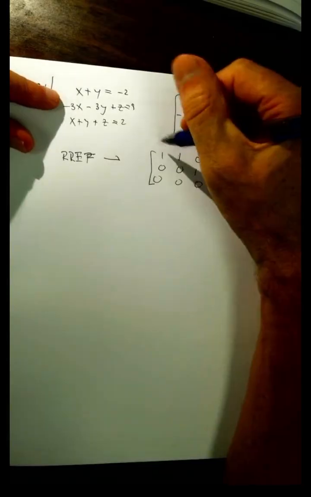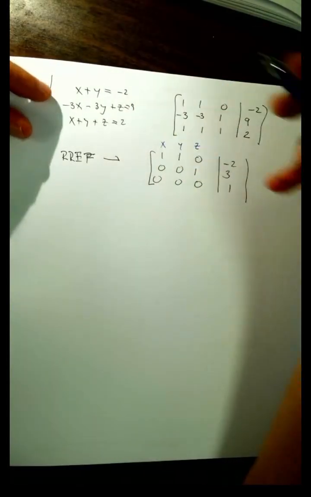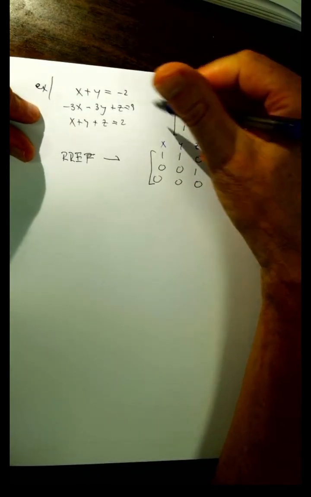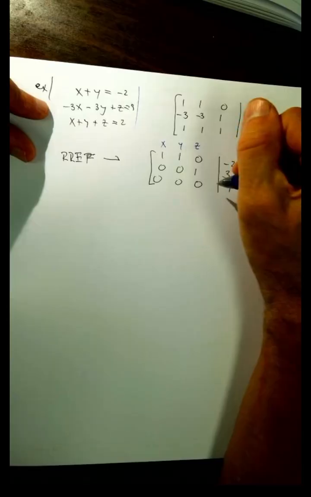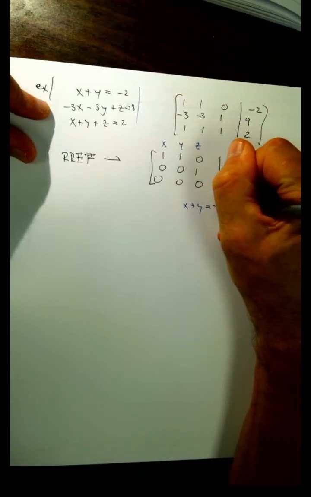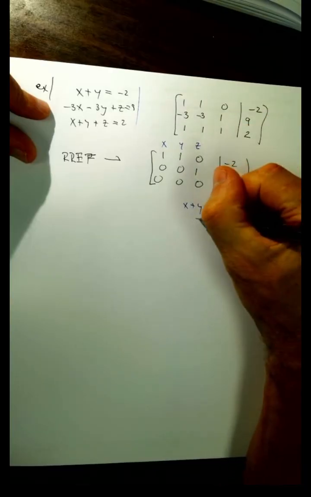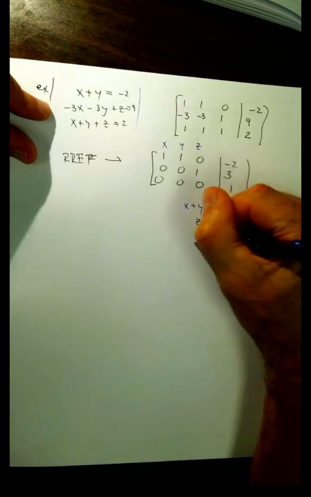Now, the question is, how do you interpret this? So, again, there's 3 columns, so we know that we have 3 unknowns, x, y, and z. We have 3 rows, which means we started off with 3 equations. This first row says that x plus y is minus 2. Second row says z equals 3. And the third row says 0 equals 1.